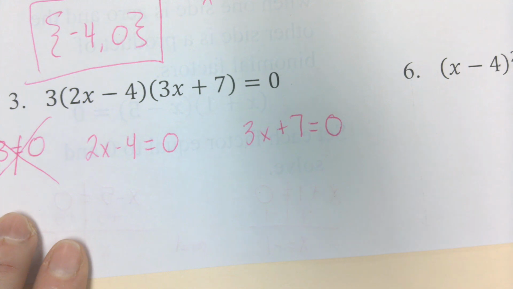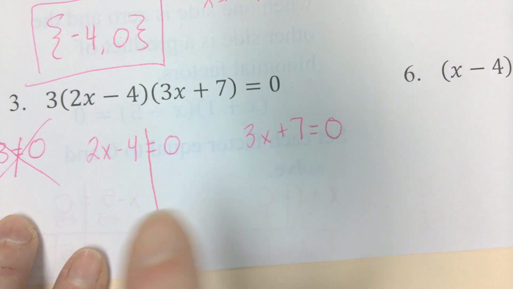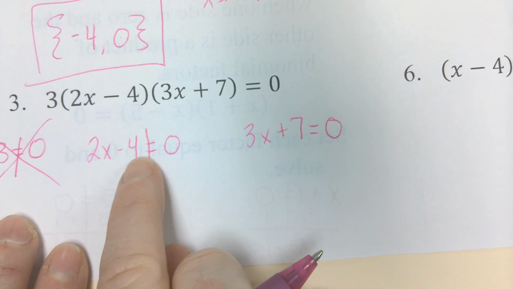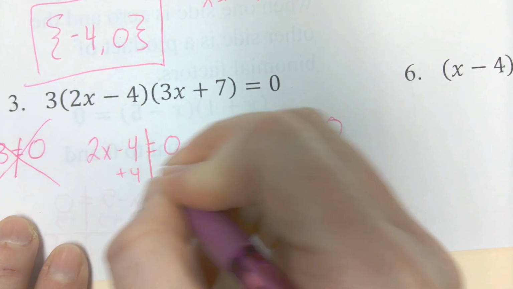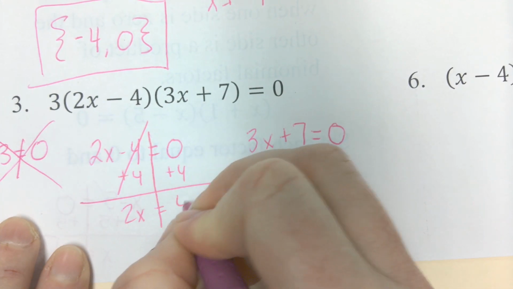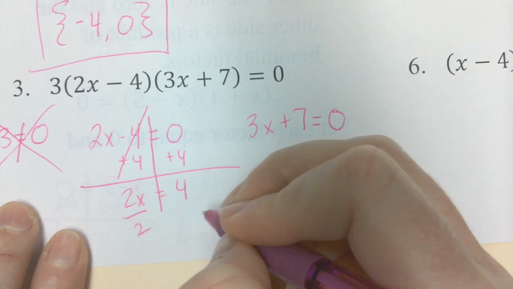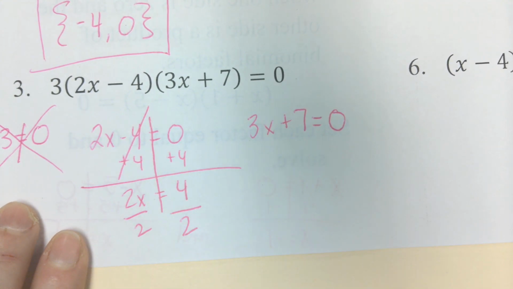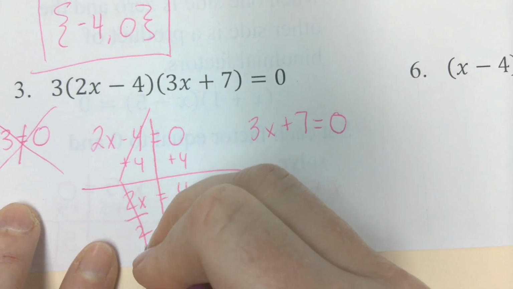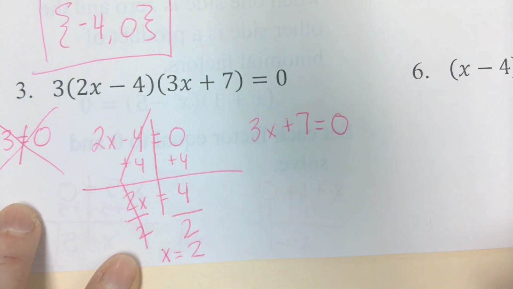So we're doing this the same way. Even though we have a number in front of x, we're just going to solve that. So to solve this, you would first move the -4, do plus 4. 2x equals 4. Then we're going to divide by 2, because that's what we do. x equals 4 divided by 2, 2.